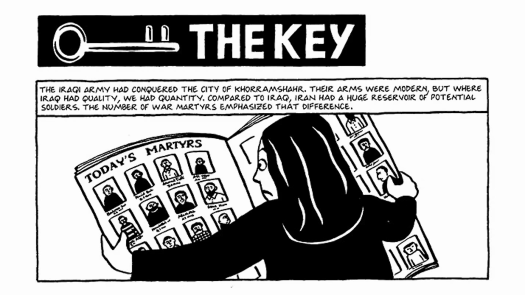So, as described by Marjane, the Iraqi army is making advances into Iran. The Iraqi military was better equipped and more modern than the Iranian military, but the Iranians had a lot more people. And you can see Marjane reading the newspaper, and she is reading about what are called war martyrs.